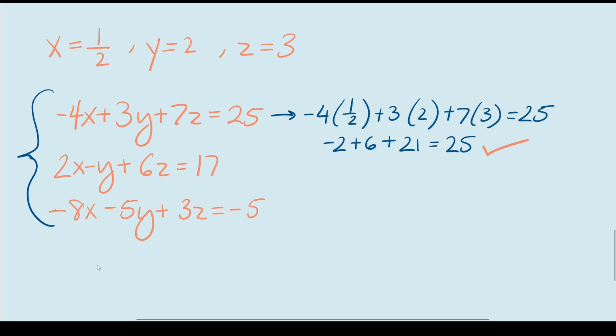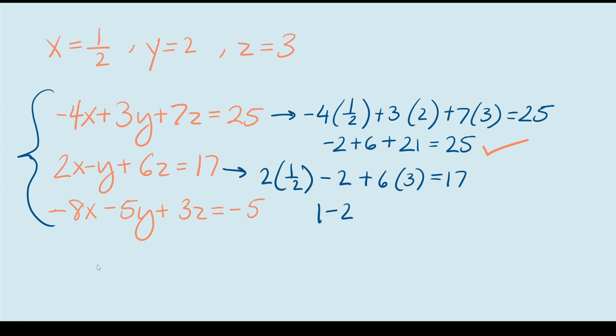Now we still need to check for the remaining equations. So for this one, we have 2 times 1/2 minus 2, because y is 2, plus 6 times 3 equals 17. 2 times 1/2, well, half of 2 is 1, minus 2, plus 6 times 3, which is 18. 1 minus 2 is negative 1, plus 18 is 17. So we know that this works out for equation 2.